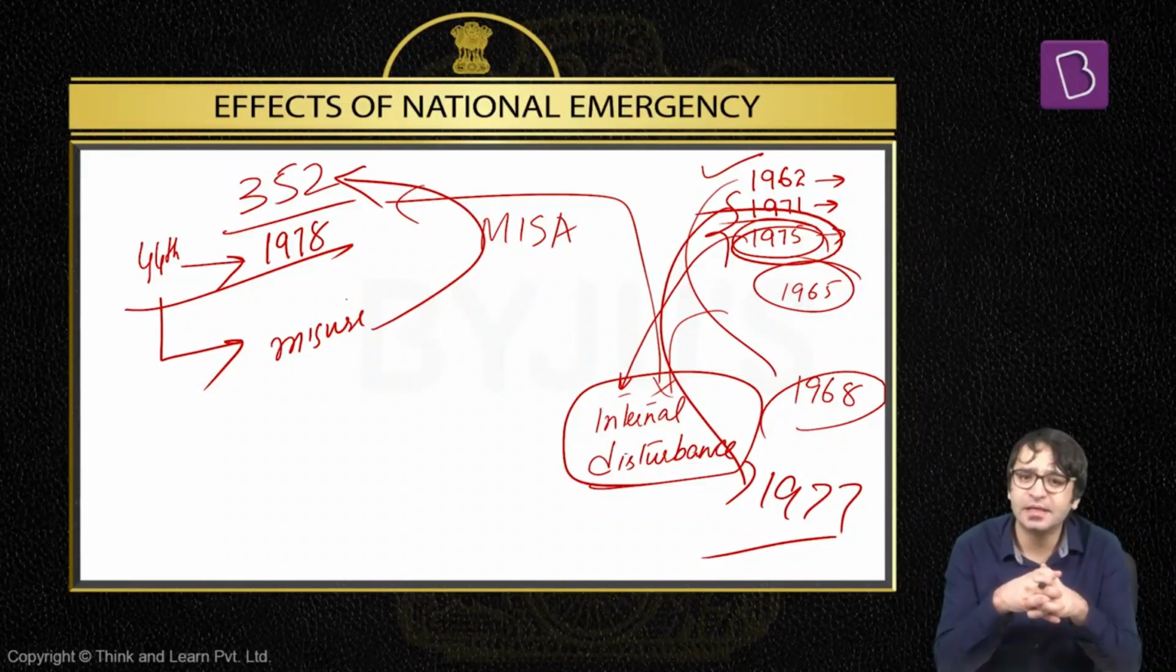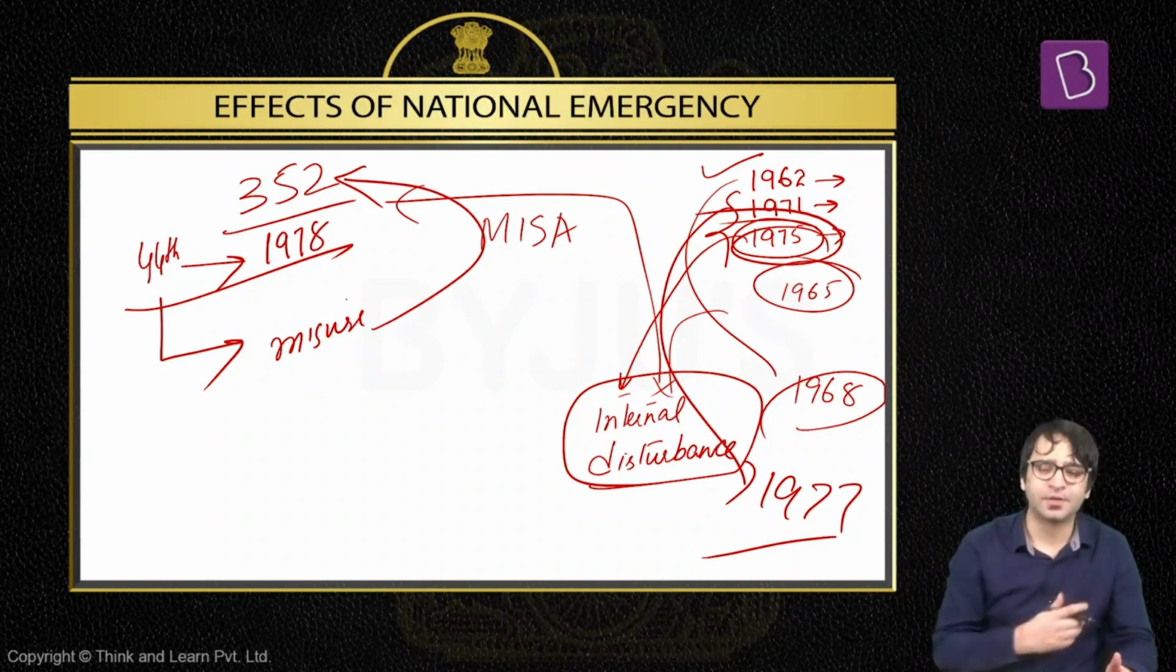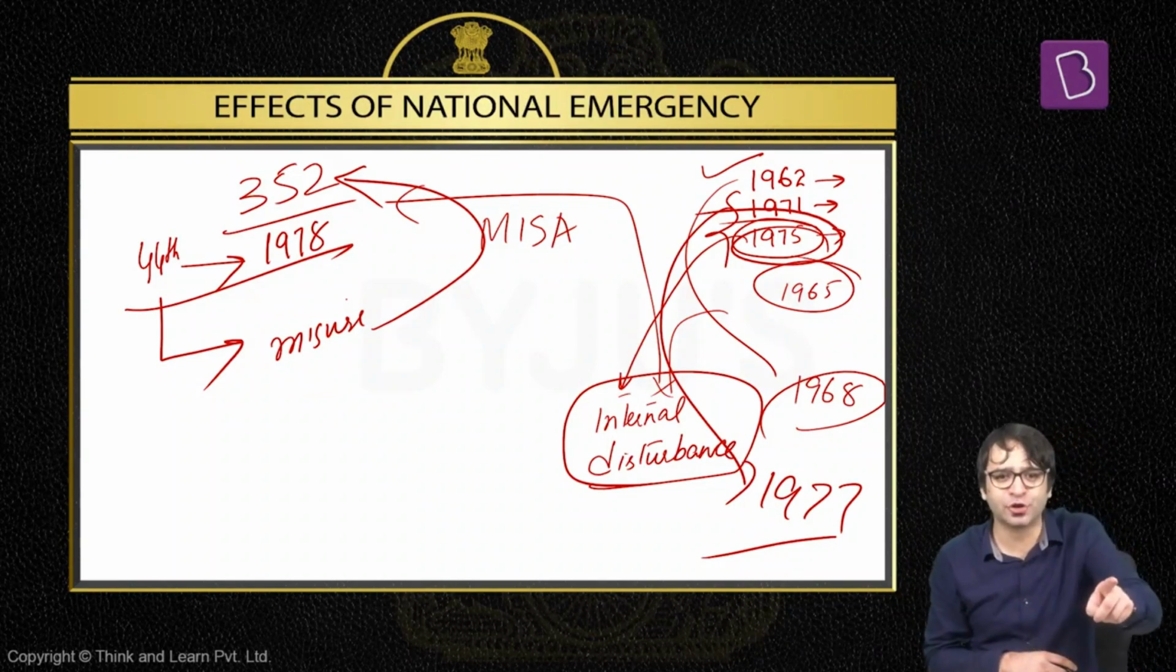Congress Party lost the election. Janata Party won the election. Morarji Desai became the Prime Minister of India. The Janata Party fought the election on one big ground, that we will undo all the changes made to the Constitution during this emergency period.